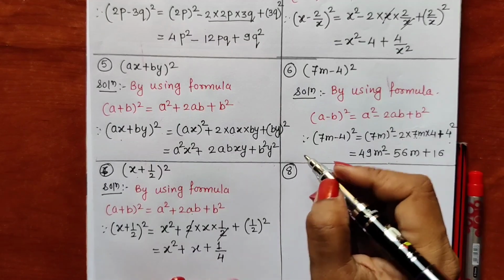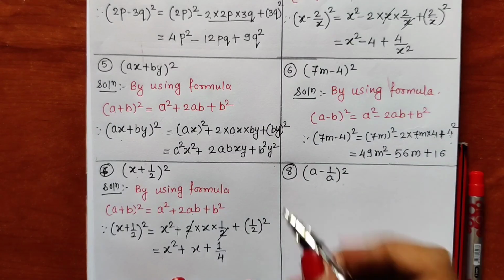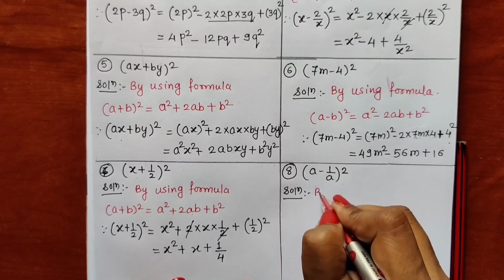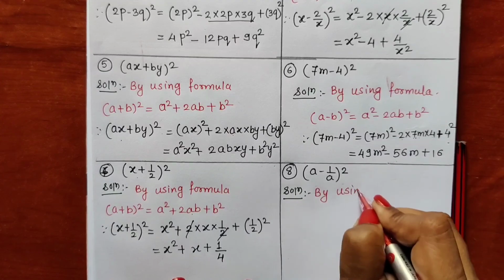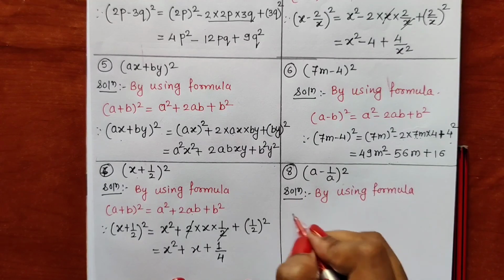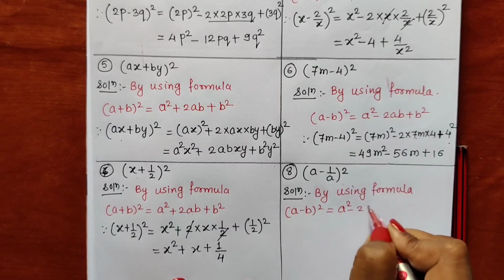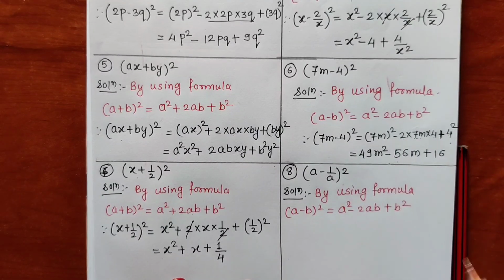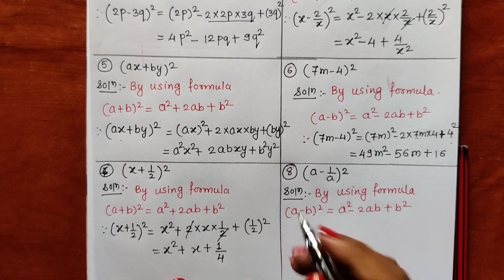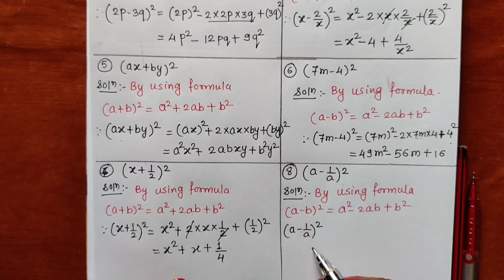Now let us write 8th sum. 8th sum is (a minus 1 upon a) whole square. Again we start our solution by using formula. Minus sign is there, so we will be using the formula of (a minus b) whole square is equal to a square minus 2ab plus b square. First term square minus 2 into first term into second term plus second term square. So we write our sum (a minus 1 upon a) whole square. Our first term is a and second term is 1 upon a.